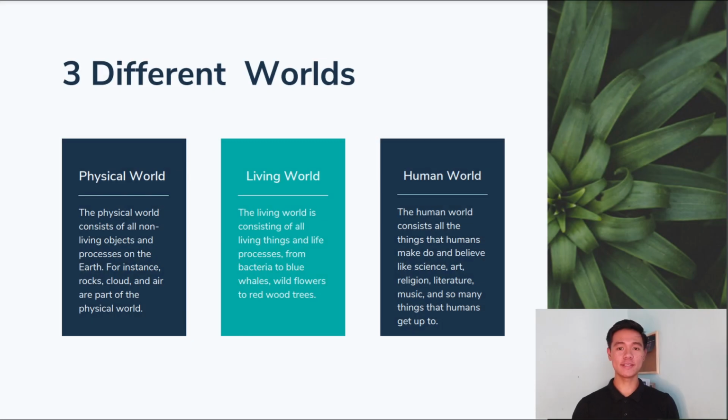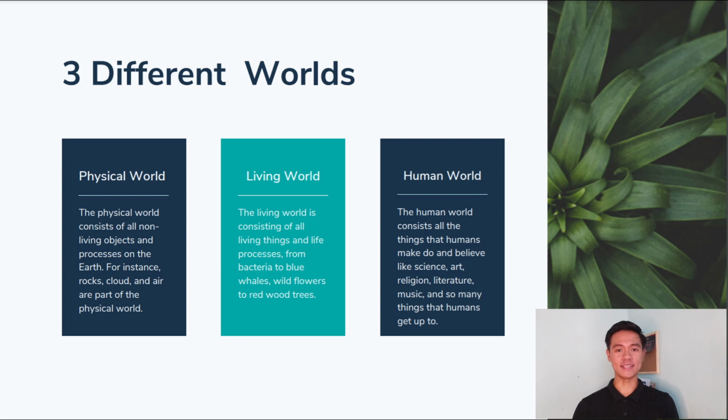The physical world consists of all non-living objects and processes on the Earth. For instance, rocks, clouds, and air are part of the physical world. The world is more than just objects. There are many processes that operate in the physical world, like evaporation, convection, changes of weather and climate. The saltiness of the ocean, the temperature of the air, the movement of soil, rain, storm, sunshine, and blowing wind are all part of the physical world.